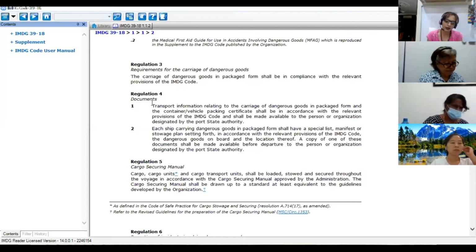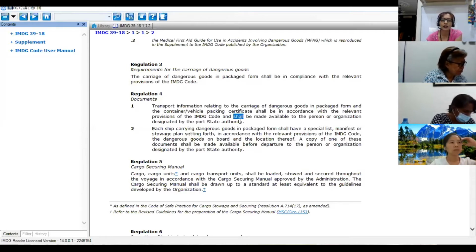However, in SOLAS, they go so far as to say that in documentation, apart from the declaration, each container or vehicle that has been packed with dangerous goods has to be accompanied with a container packing certificate. They say here it shall be made. Whenever they use the word shall in any legal English, it means it's mandatory. So it must be made available to the person or organization designated by the port state authority.